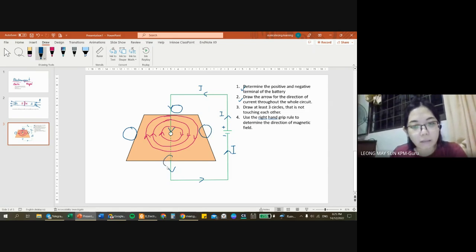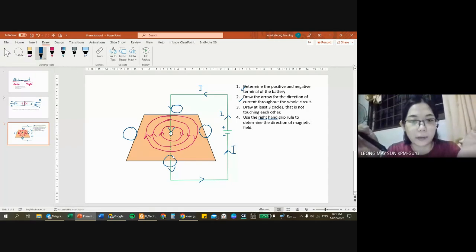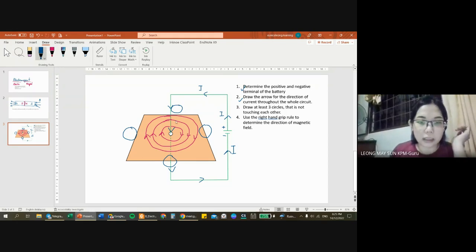We know that a compass generally should face towards the North Pole. The arrow of the compass should always point towards the North Pole. But when we place a compass near a current carrying conductor, the compass will not point towards the North Pole anymore. It will point towards the direction of the magnetic field created by the current carrying conductor.